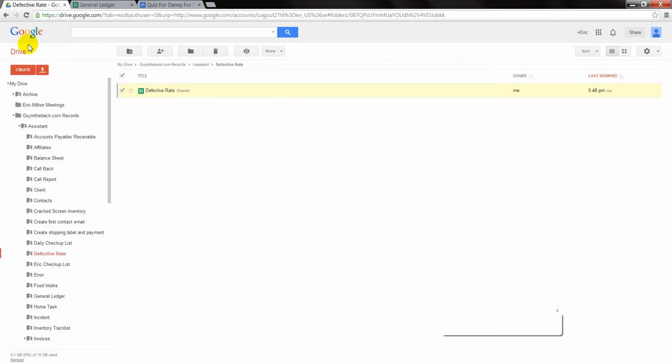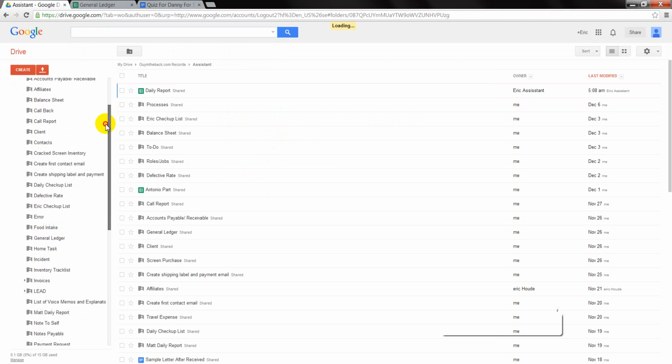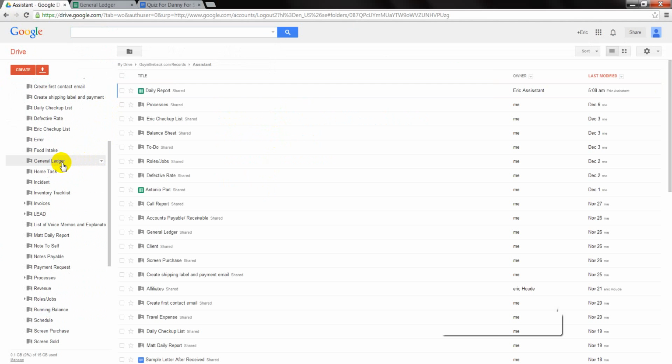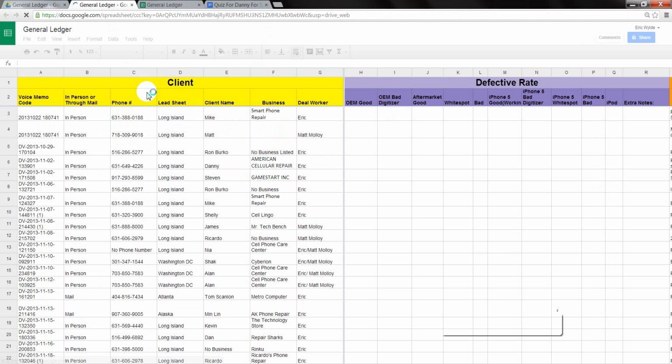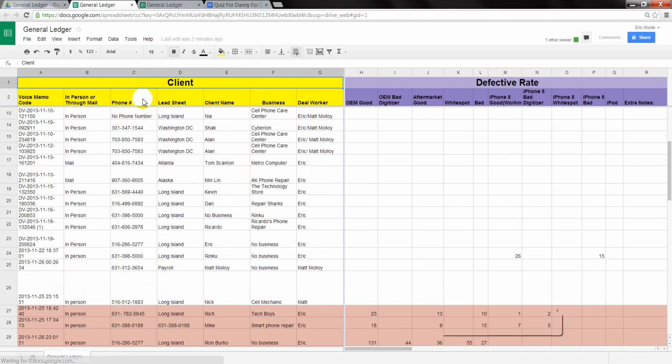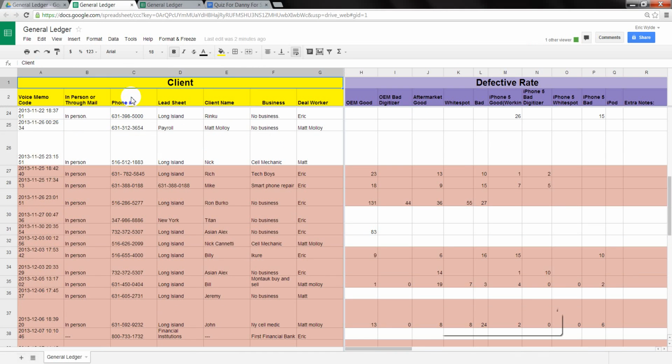So if you wanted to find it, what you would do is go to Assistant, scroll down to General Ledger, and click on General Ledger. The General Ledger is basically the sheet where most of the entries are going to go down. The General Ledger basically keeps track of each type of transaction associated with the client.